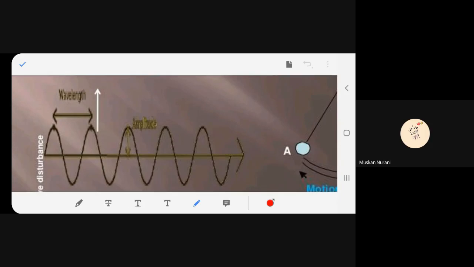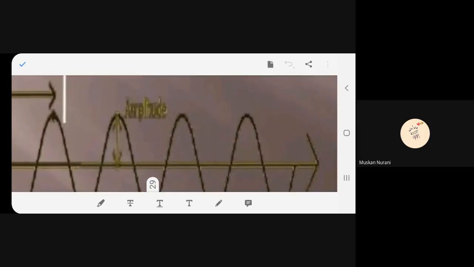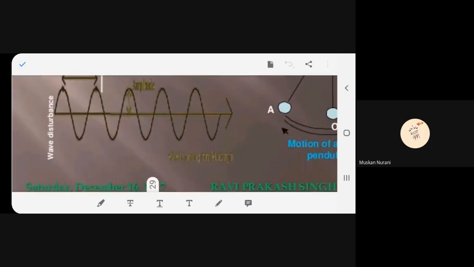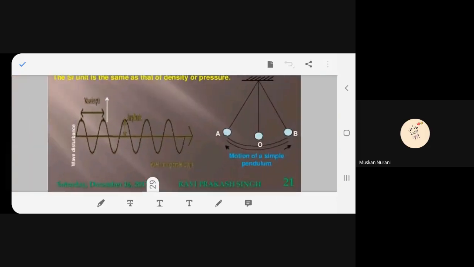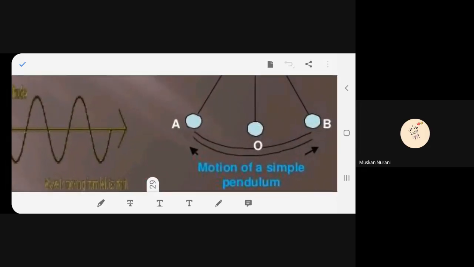In between two crests, for example, you take this portion, it is called wavelength. What is it called? Wavelength. Okay? And you can see over here, I will just highlight it. See, this portion is amplitude. What is it, beta? Amplitude. Okay? Look over here. Now here, OA is amplitude. OB is amplitude. You understood now?